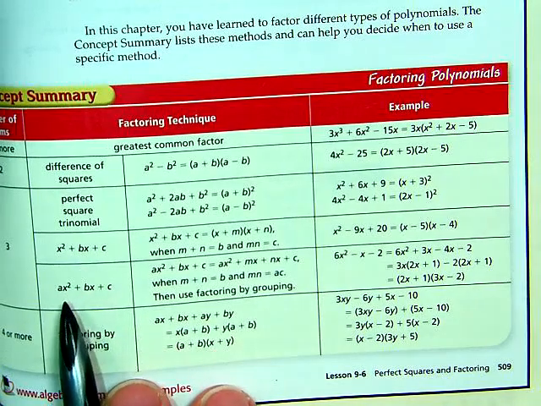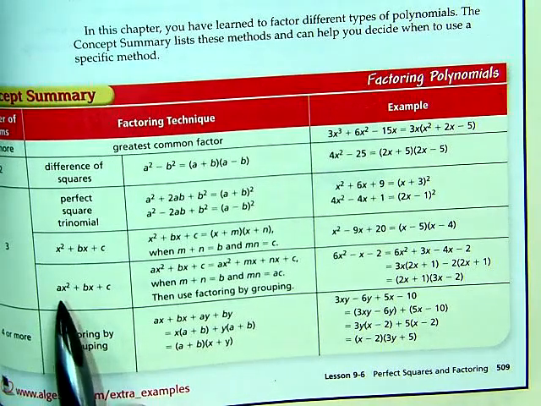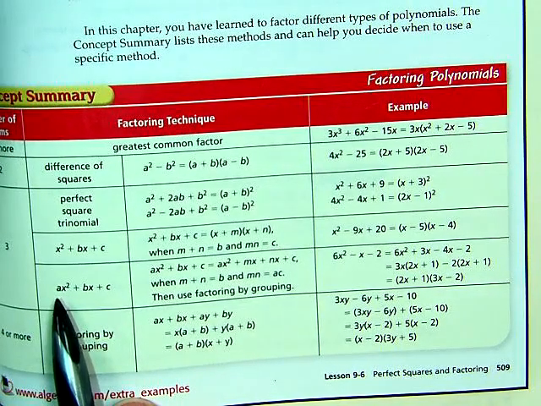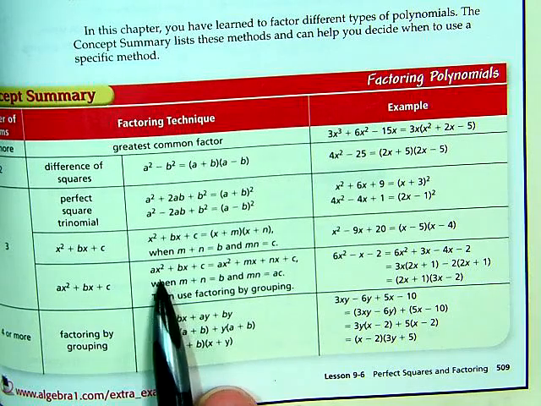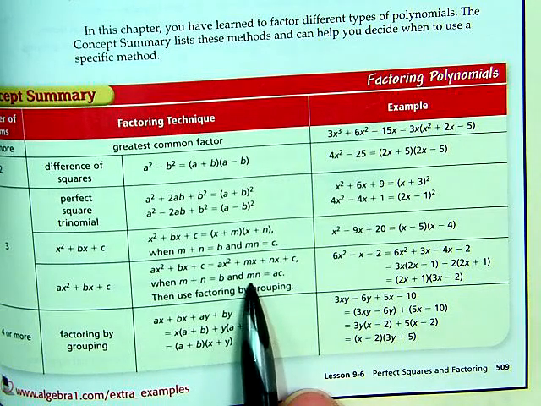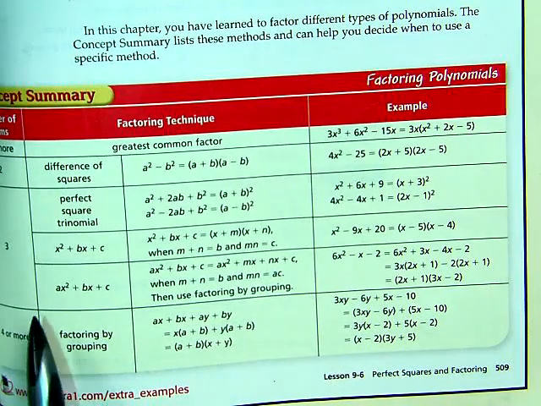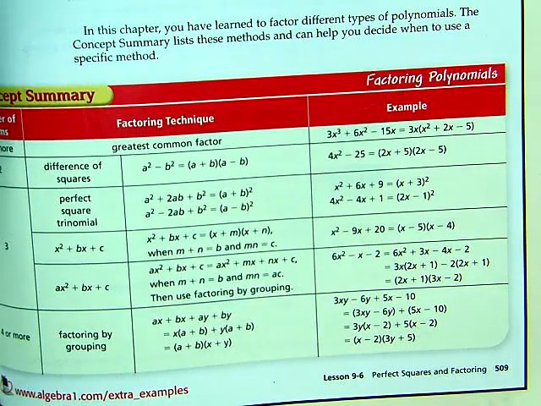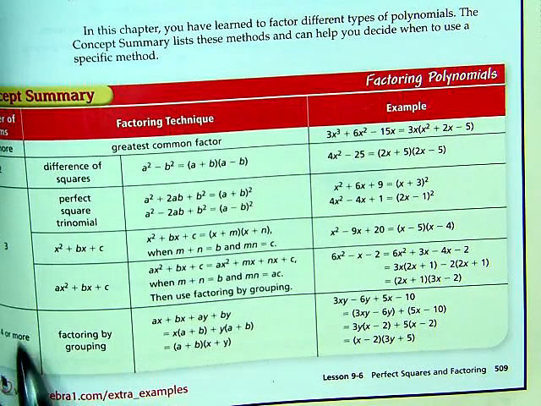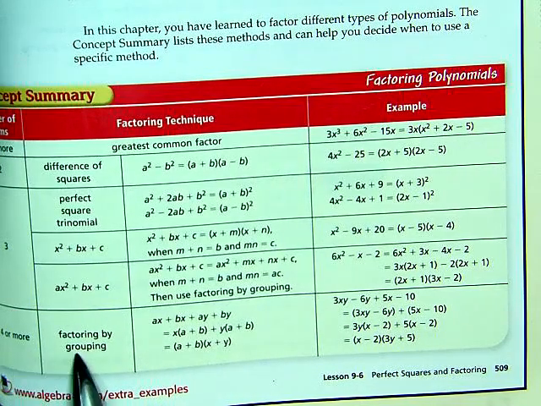And if that doesn't work, and if there's a coefficient in front of that x squared term, then you do the same thing, but instead of m times n equals c, you say m times n must equal ac. So you factor a times c to find your term that you're dealing with. And finally, if there's more than 3 terms, 4 or more, look at factoring by grouping.